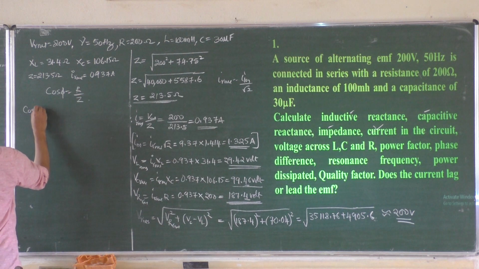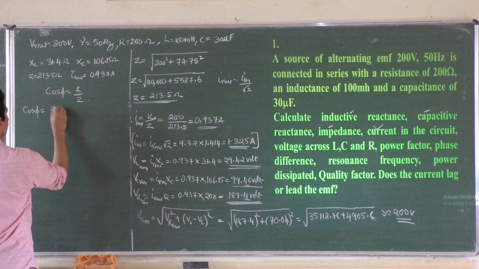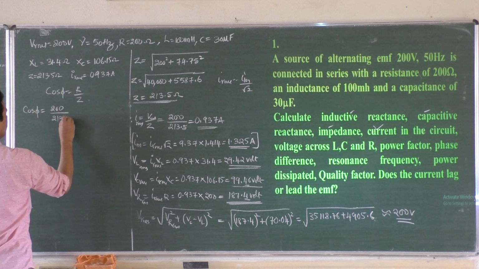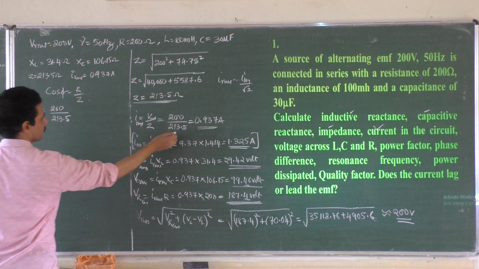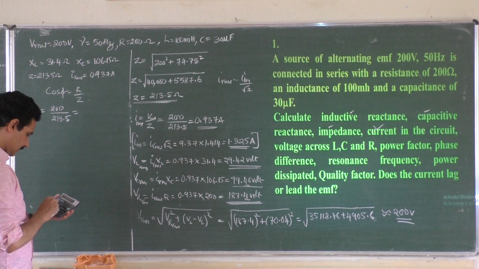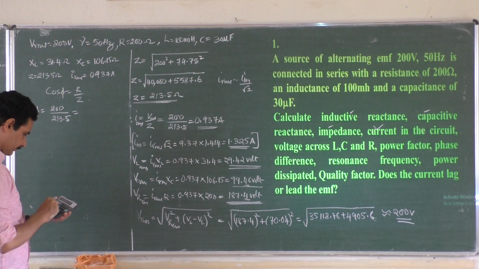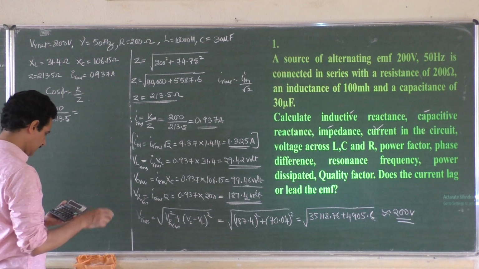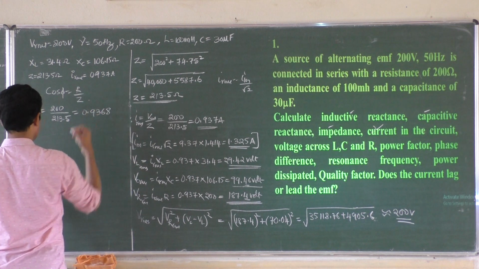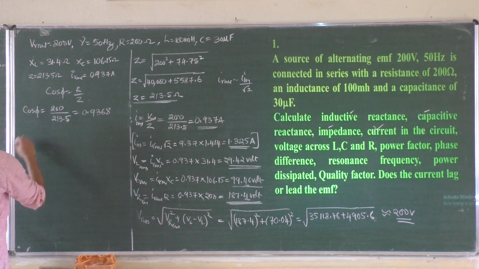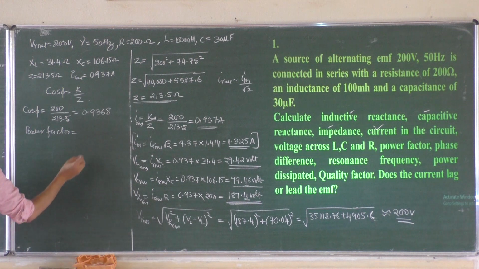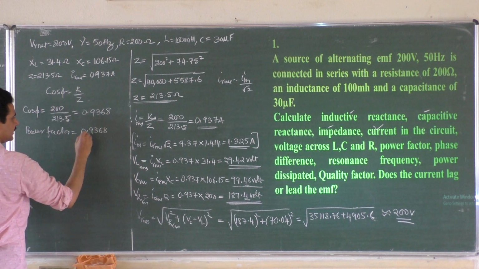Cos phi is equal to R by Z. R is 200 ohm, Z is 213.5, right? Here we have substituted as 200 divided by 213.5, which is equal to 0.9368. Yes, cos phi. This is power factor. So therefore, power factor is equal to 0.9368. Cos phi itself is power factor.